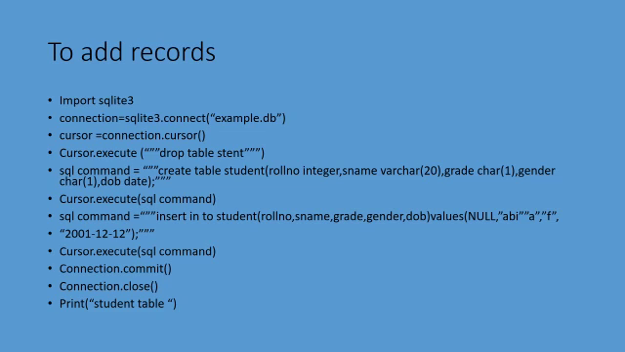Next, what is the next line? SQL command equal to. Now I am going to see how to add the records. For adding the record, there is some procedure. First you have to give a table name and field name, then values. That's all.